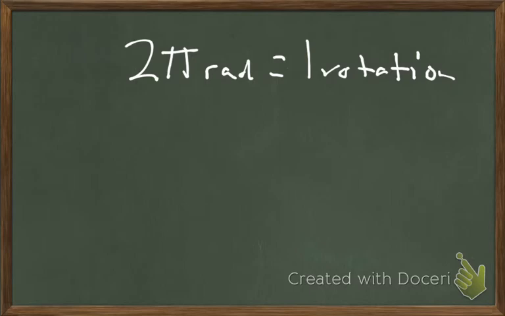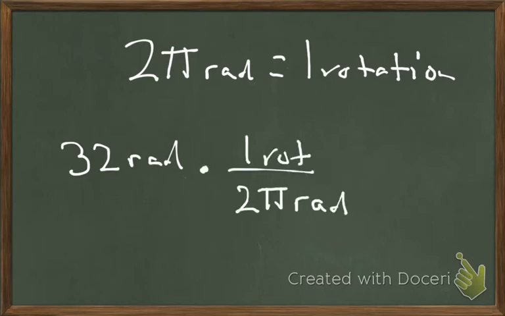And we know that every one of those rotations or revolutions is equal to 2 pi radians. So one circle, doesn't matter what the radius is, to go around one circle is 2 pi radians. So we had 32 radians. We just have to convert it. And so we're going to divide this by 2 pi.